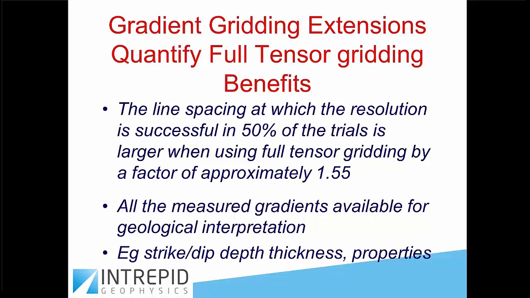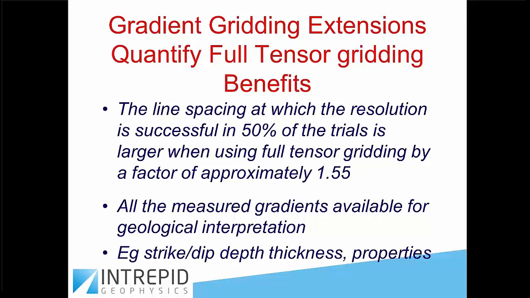So the next step up from the two vector components, horizontal components, goes to the full tensor gridding. What benefits accrue if you have a whole tensor that's been measured? The line spacing at which the resolution can be successfully maintained is up to 50% reduction in the cell size when a full tensor gravity or magnetic gridding is attempted.